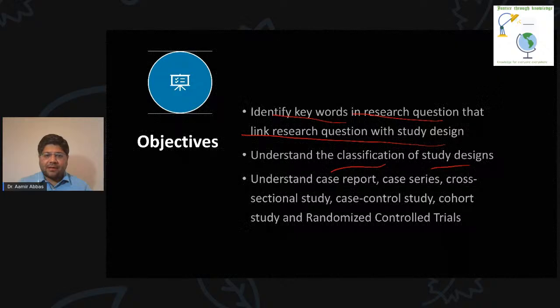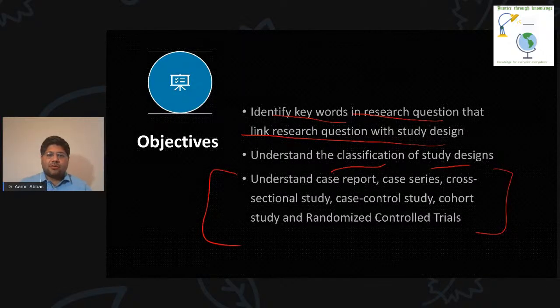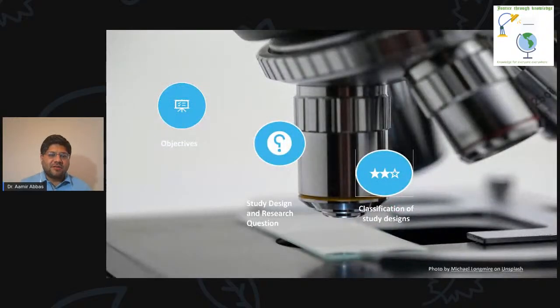And then this is something which we'll not talk about in this session, and we'll leave it for the subsequent session. In the subsequent section, we will explain what is a case report, case series, cross-sectional study, case control study, cohort study, and randomized control trial. Okay, so these are the objectives.